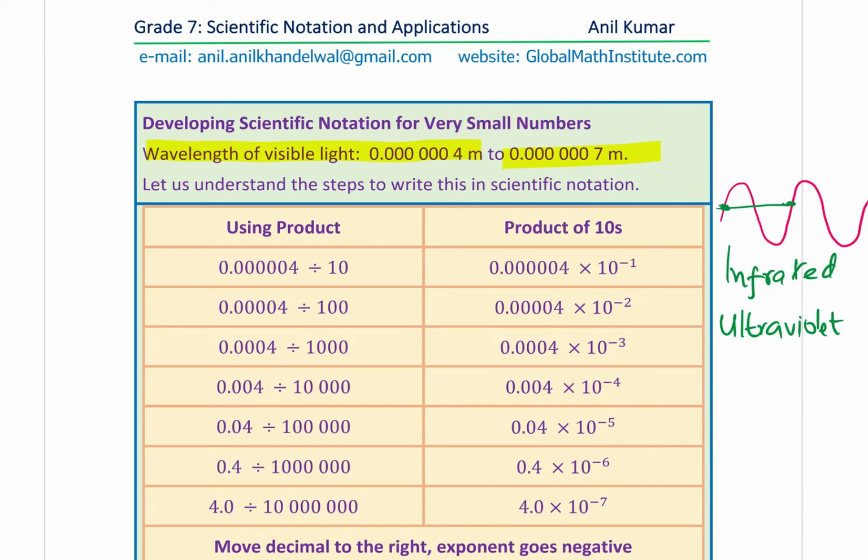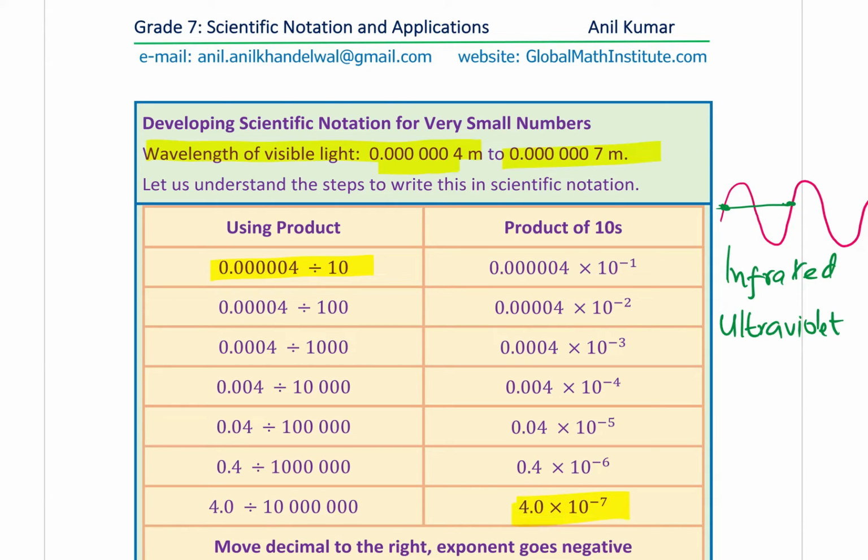So these are the two ranges which we are talking about, right? I'll not disclose which one is which because that is part of your explore activity. Okay, so let's begin. The wavelength is 0.0000007 to 0.0000004 to 7, right?